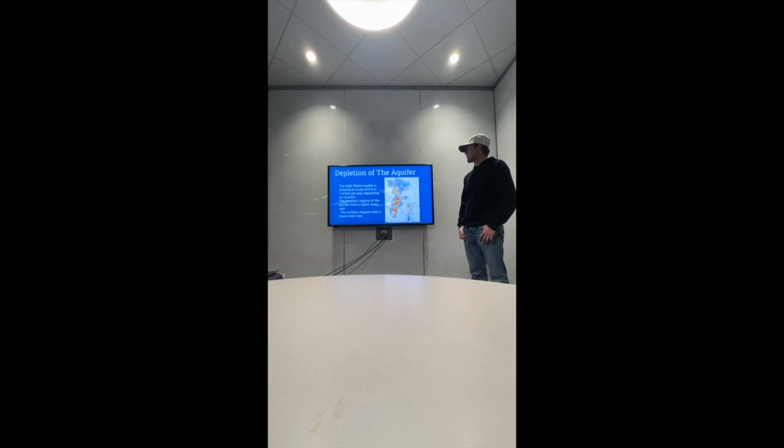So, depletion of the aquifer: it's depleting at a rate of about 0.5 to 1.25 feet per year, depending on location. The southern regions of the aquifer have a higher drain rate than the northern regions. And this illustration, again, is just showing the water level changes throughout the areas.